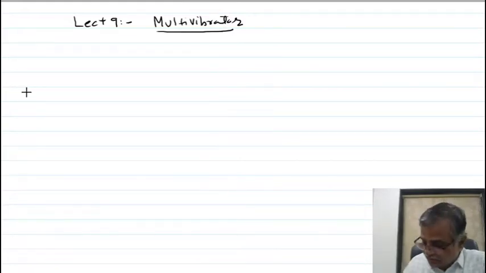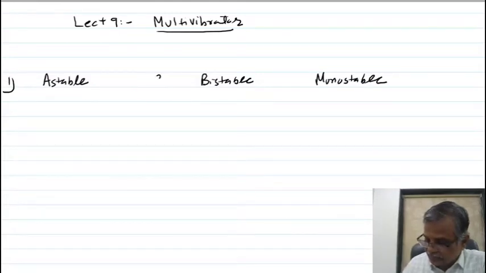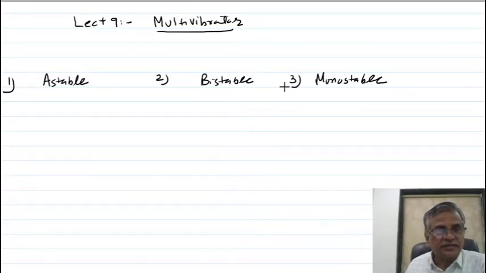There are three multivibrators: astable multivibrator, bistable multivibrator, and monostable multivibrator.